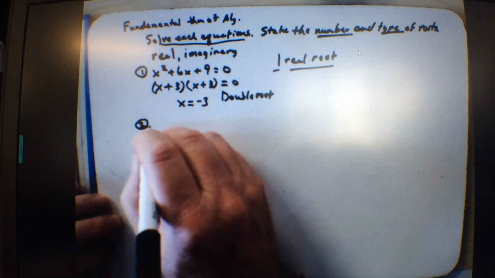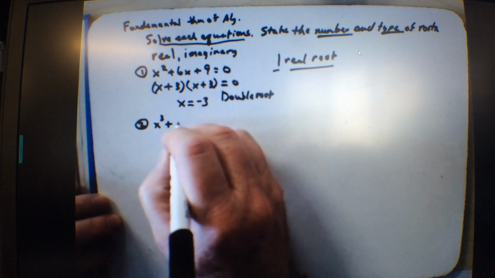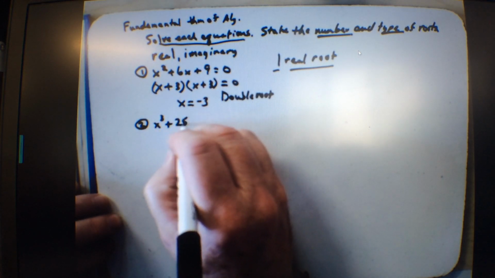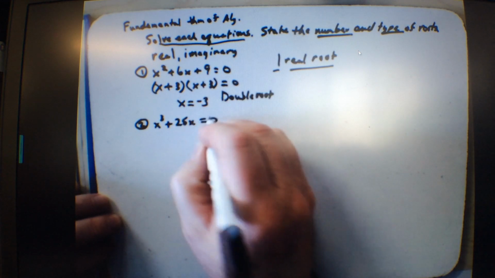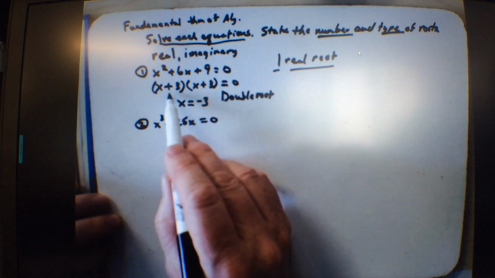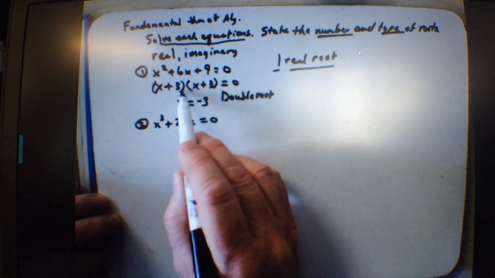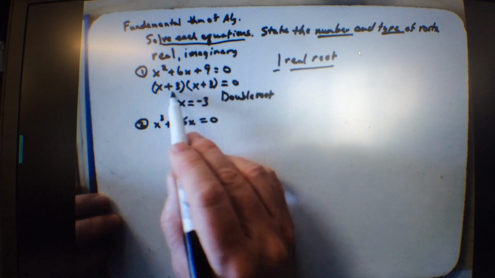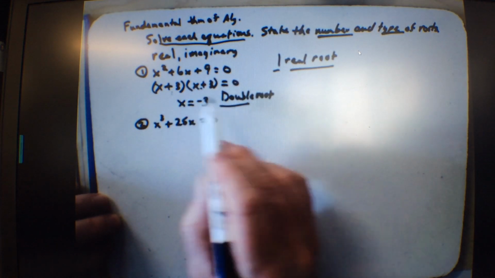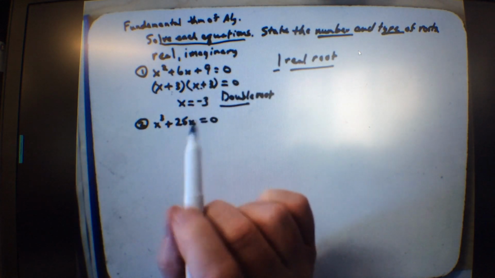How can you tell that there's only one real root? Because when I factored it, the negative 3 satisfies both of these. Okay, it's the same thing. So it's a double root, means it's used twice, but there's only one number.